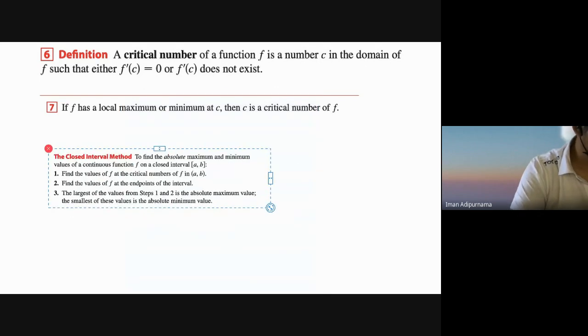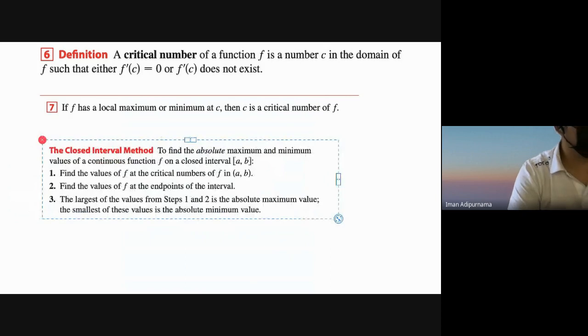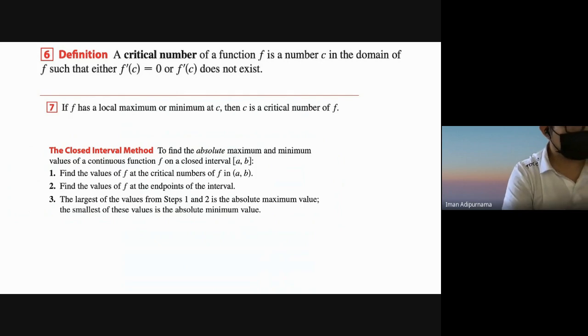And then the closed interval method. I think we have already done this method. If you want to find the absolute maximum or minimum, first find the critical numbers, check the values at the critical numbers, and then check the endpoints of the interval. From all those numbers, you can see which one is the highest and which one is the lowest, and that will be our absolute max and absolute min. Okay, so that is pretty logically reasonable, right?